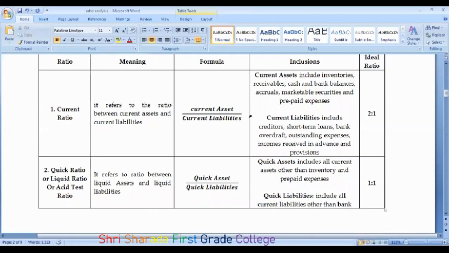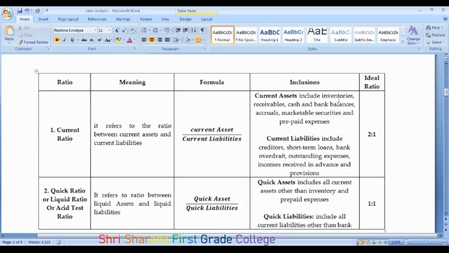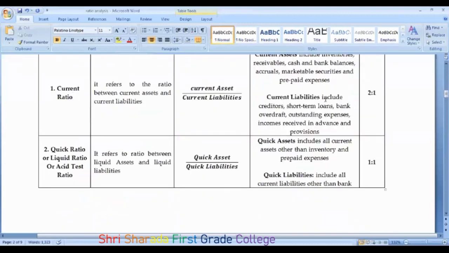So what do the current assets include here? All the current assets will be included here. Current assets include the inventories, receivables, cash and bank balance, accruals, marketable security, and the prepaid expenses. The current liability includes the creditors, short-term loans, bank overdraft, outstanding expenses, incomes received in advance, and the provisions.